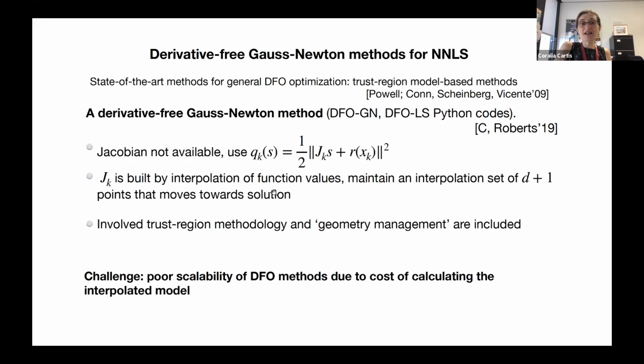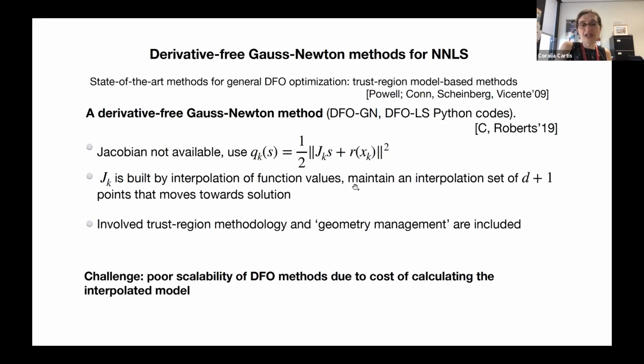So there are codes that are specialized for nonlinear least squares and that use this kind of Gauss-Newton model, where J_k, now in the full, not sketched version, is calculated by interpolation of function values. So you query R at values in an interpolation set. So you have your base point x_k and another d points, and you assume you have R values at these d plus 1 points, where d is the size of x, okay?